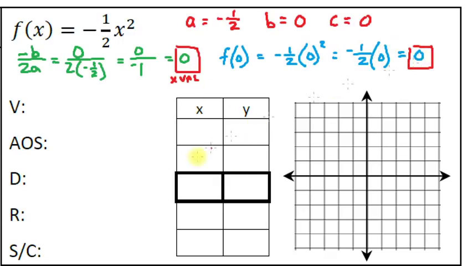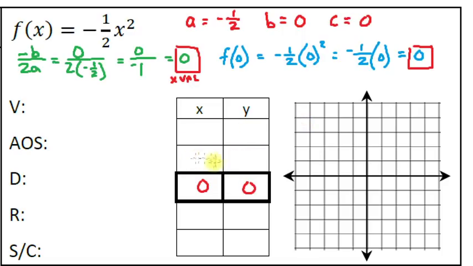So we're going to take those two values and put them in our table. That's step number 4. We find the y value by plugging in the x value. Number 4, put the vertex in row 3. Step number 5, fill in the x column with two values below the vertex and 2 values above.